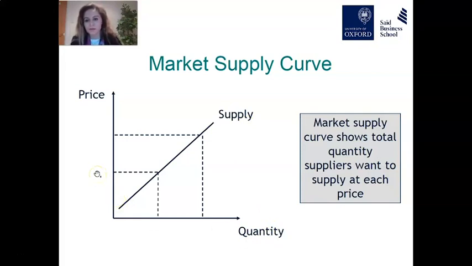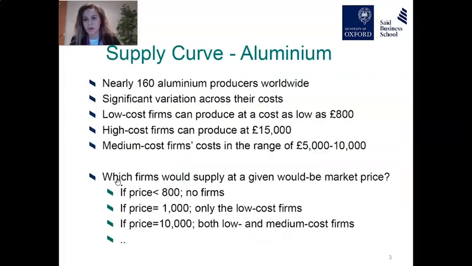As you may realize from the shape of the curve, the supply curve is basically upward sloping, which is the opposite of the demand curve, which was downward sloping. Upward sloping curve basically means that as the price goes up, the total quantity that suppliers are willing to supply increases as well. So why is that? I want to explain the idea behind the upward sloping supply curve using a simple exercise.